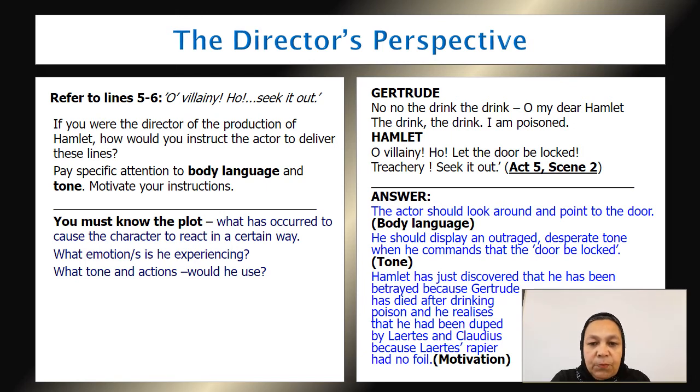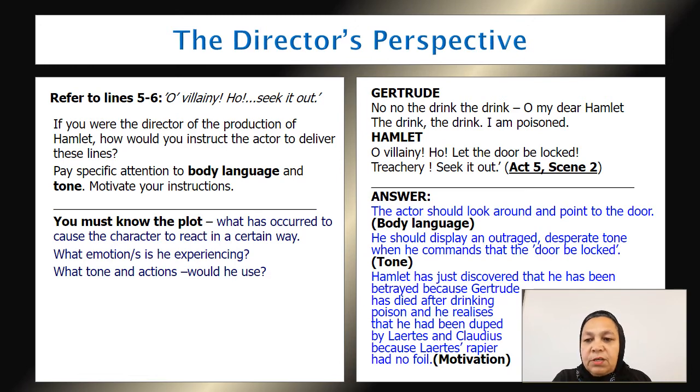Here is an example. Refer to line 5 or 6. O villainy, how seek it out. If you were the director of the production of Hamlet, how would you instruct the actor to deliver these lines? Pay specific attention to their body language and tone. Motivate your instructions. So the extract is there, and we have Gertrude speaking.